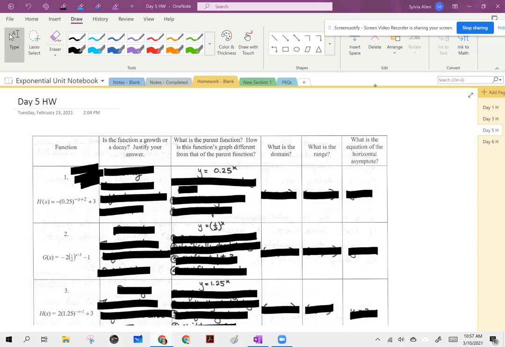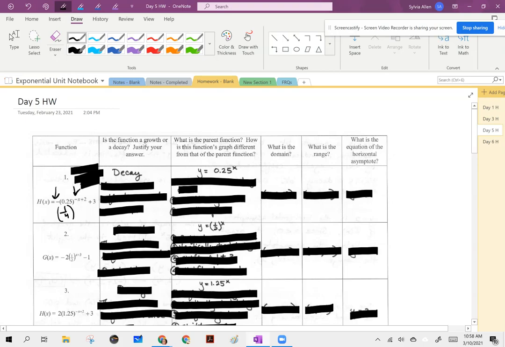The first thing we want to do is understand that 0.25 is the same thing as 1/4. And that is a number between 0 and 1, so that's going to represent decay. Now, remember though, before you can just say that it's decay, you have to see how many reflections there are. So since there are 2 reflections, it is decay. And then you can justify that. It says there are 2 reflections and B is in between 0 and 1.